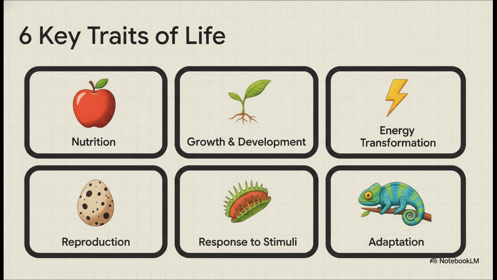Third, we have energy transformation, which is basically turning that nutrition into usable energy for the body. Fourth is reproduction, the ability to produce offspring to keep the species going. Fifth is response to stimuli. Think of a plant growing toward the sunlight, or maybe a mosquito flying away when you try to swat it. And finally, number 6, adaptation. This is the incredible ability to adjust to environmental changes over time just to survive. If it doesn't check all these boxes, guys, it is not a living organism.